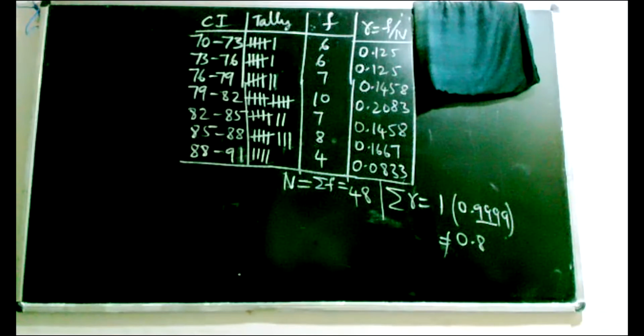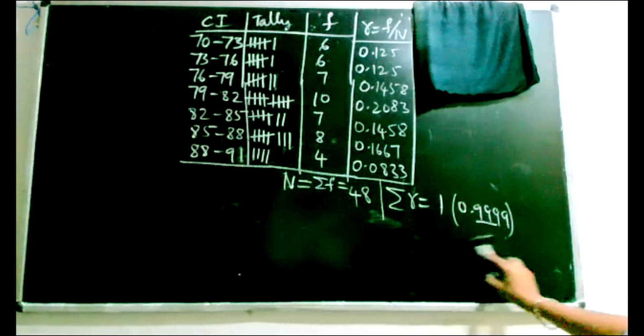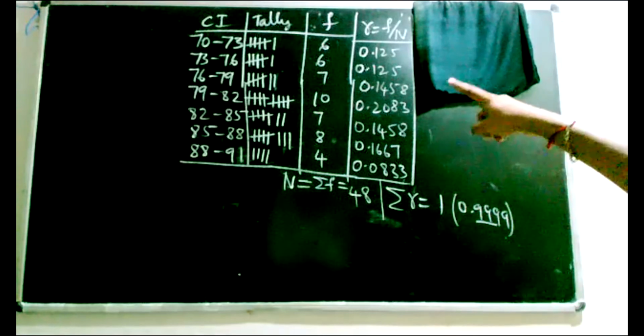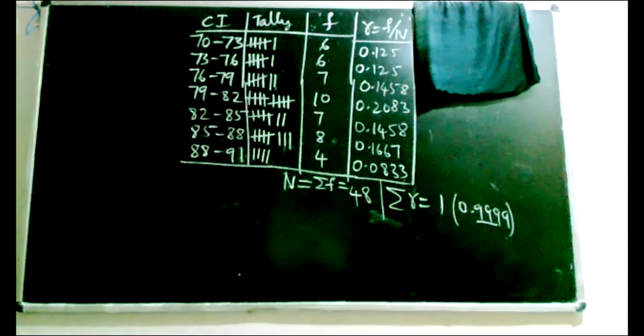Hello, sir. Yes. I got the answers, but what is it written, not equal to 0.8? I meant if you're getting anything other than 0.99, your R values are wrong. That indicates your R is wrong. Okay, sir. Have you got the same value? 6, 6, 7, 10, 7, 8, 4? Yes, sir. Okay, so then our answers are correct.